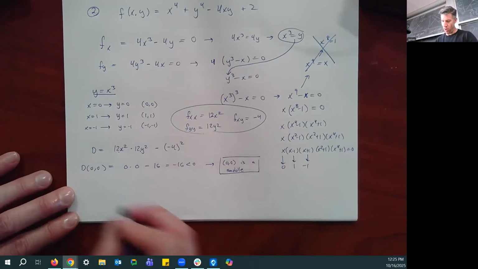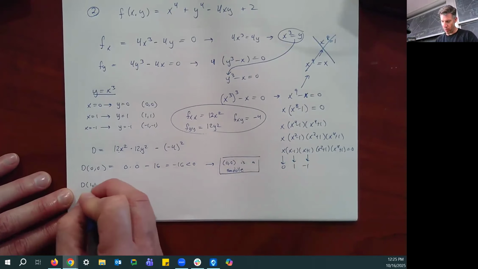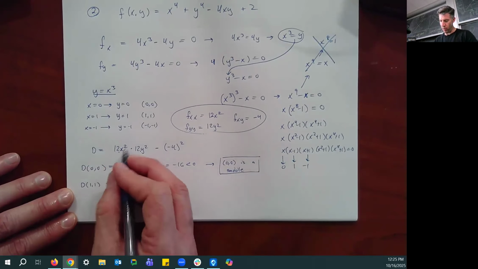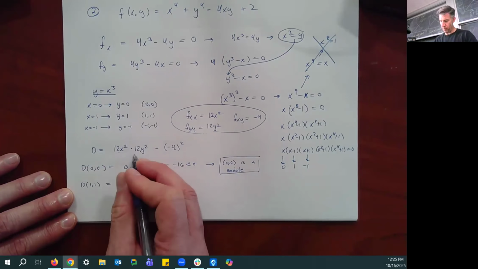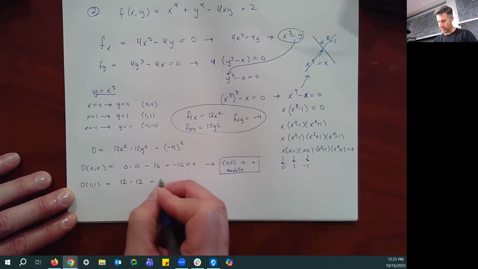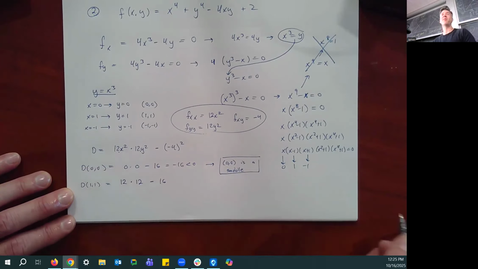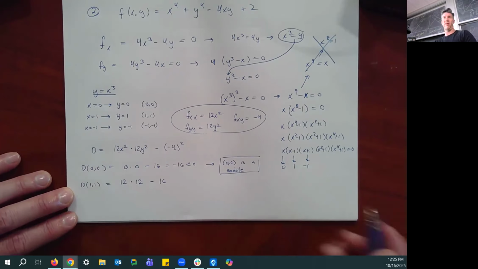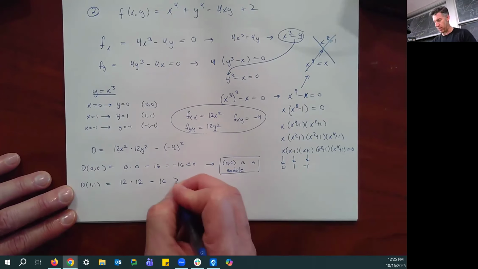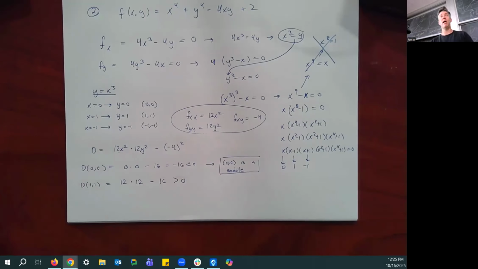Okay, let's plug in 1, 1. We plug in 1, comma 1. I'm going to get 12 times 1 squared is 12. 12 times 1 squared is 12. Minus 16. We don't care what the value actually is. You don't need to say 144 minus 16 is whatever it's equal to. You just say it's positive. And when it's positive, what do I have to now do?